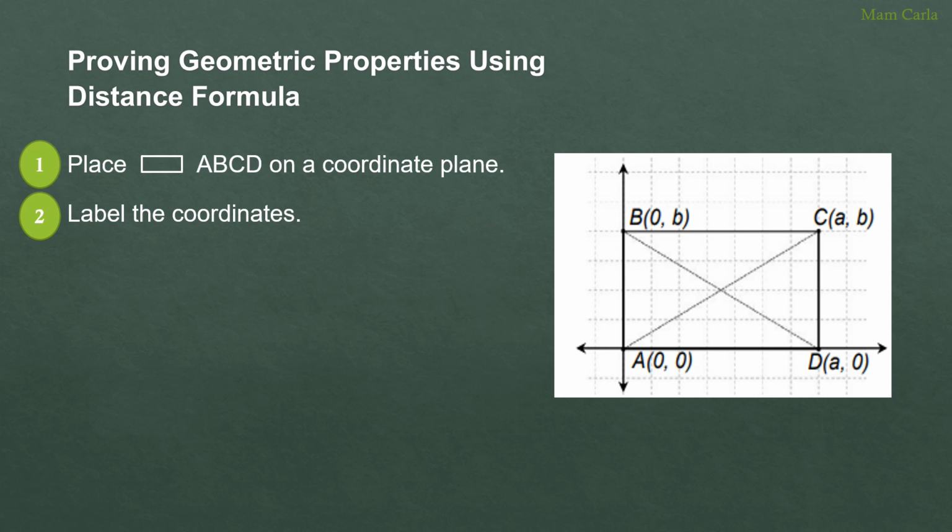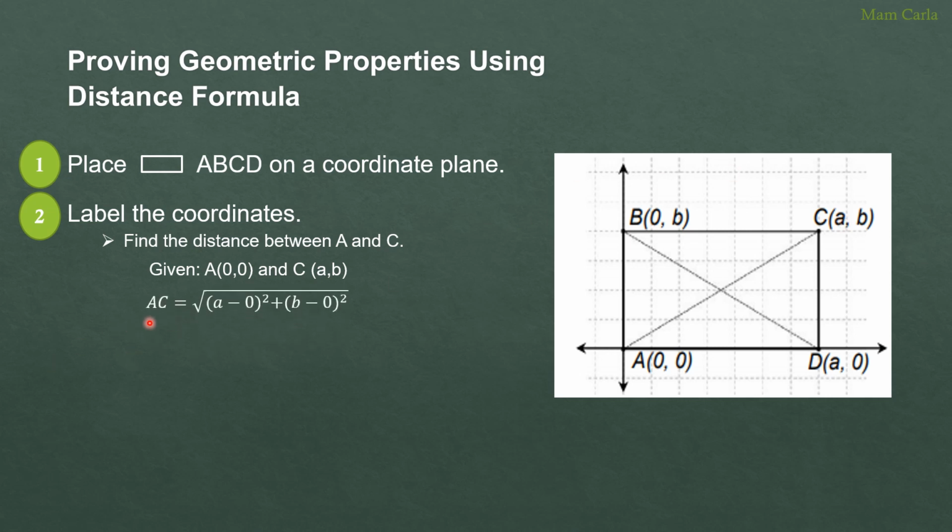This is now the label of the coordinates. For A, we have (0, 0). For B, we have (0, b). For C, we have (a, b). And for D, we have (a, 0). We need to find first the distance between A and C. Knowing that the coordinates of A is (0, 0) and the coordinates of C is (a, b), we will substitute these values to the distance formula. So we now have AC equals the square root of the quantity a minus 0 squared plus b minus 0 squared. Simplifying, the distance of AC is equal to the square root of a squared plus b squared. So we're done finding the distance of AC.